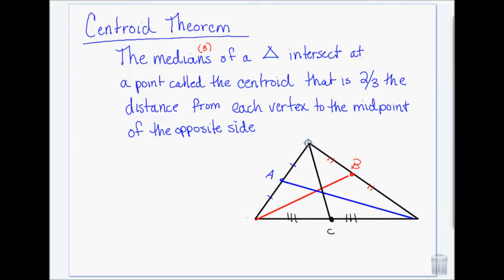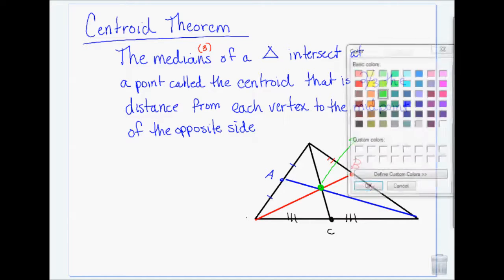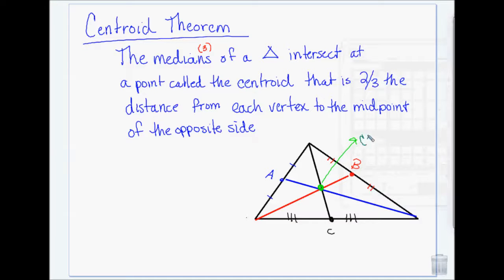Okay, so each of these is a median, and they cut the opposite side in half. Of course, I didn't draw that properly. That's how you would find the centroid. It's not the middle of the triangle exactly. This point where they meet, right here, that's the centroid.